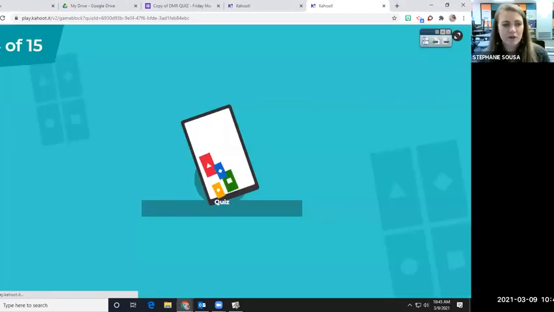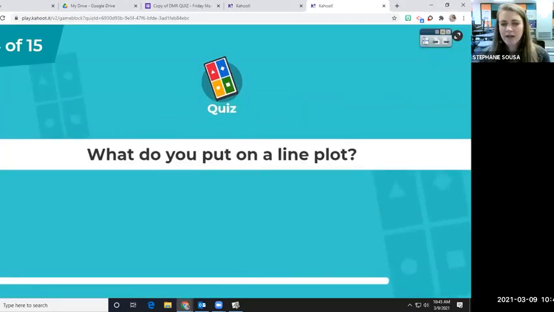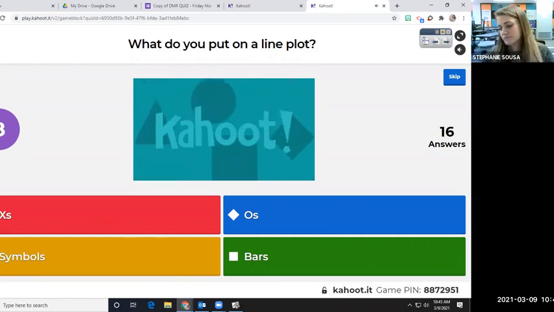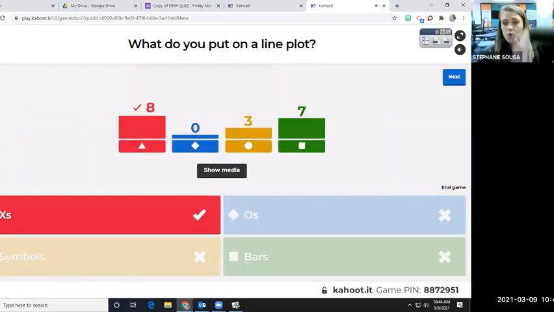Here we go. Quiz. What do you put on a line plot? What do you put on a line plot? Woo! Guys, are you serious? Bars? Are you serious? 7 of you said bar. Guys, it's called a line plot, not a bar graph. Oh my gosh. Come on, people. Line plot, exit. Guys, I got tears in my eyes right now because I'm so sad.